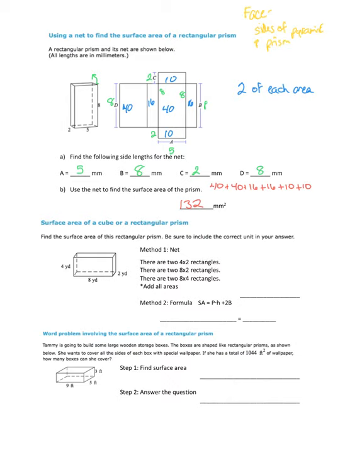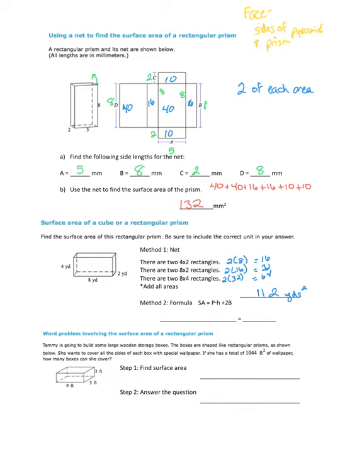Nets. There are 2 4x2 rectangles. So 2 times 8, 2 times 16, 2 times 32. Okay, we got a list. 16, 32, 64. Add them together. 12, carry the 1. 112 yards. Big box. Yards squared because it's surface area. So it's the square of the measurement.